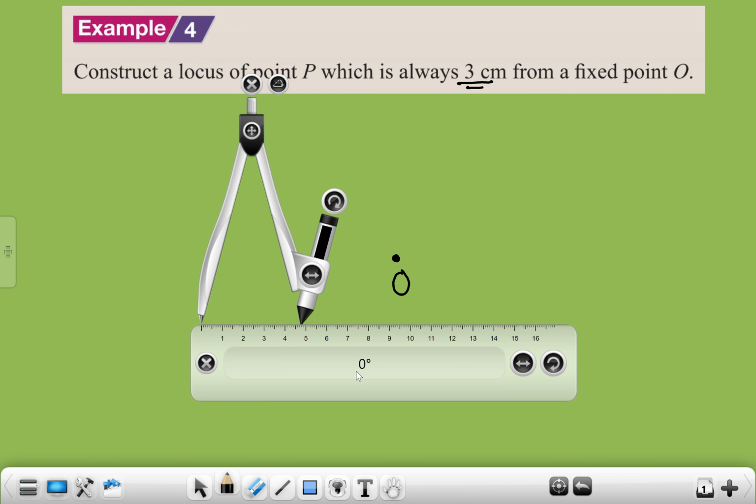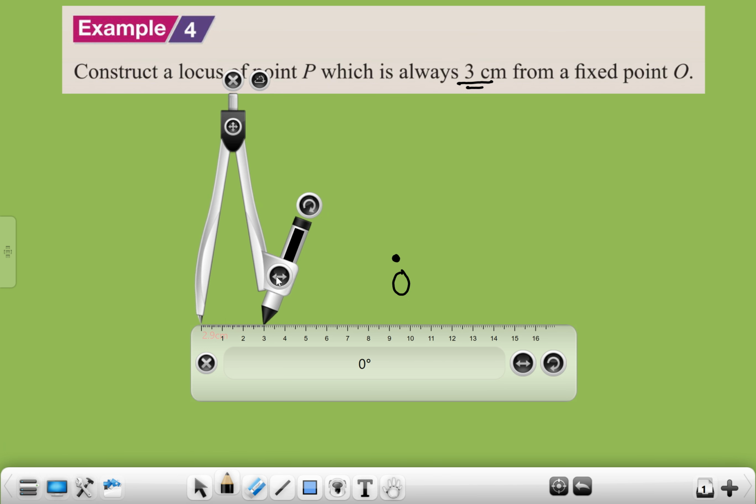So, first thing first, because my compasses is not 3D, this is 2-dimensional only. Your needle must be on the zero, and you are going to bring your pencil, that's my pencil, to 3 centimeter. There. Can you see that? Is it not clear? Clear, right? Okay.